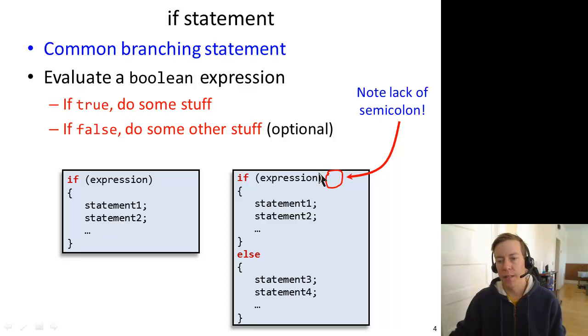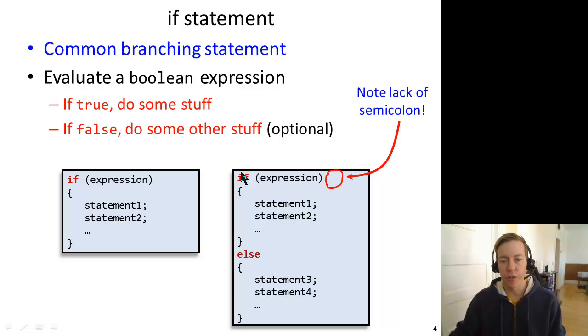Note the lack of semicolon here. In your programs thus far, you probably got used to always putting a semicolon after every line. This is a case, and this won't be the only case we'll talk about today, where putting a semicolon there is not a good idea. It will either result in a compile error or actually a problem with the semantics of your program.